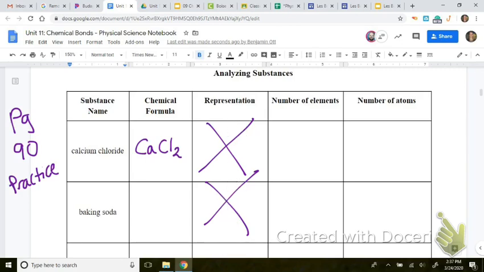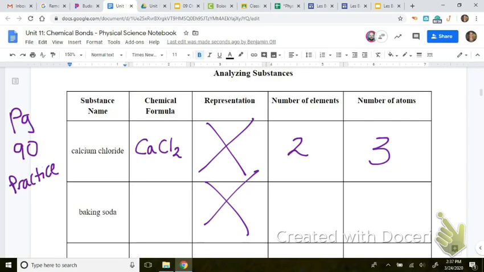So CaCl2, so here, number of elements, I have 1 calcium and 1 chlorine present, so I have 2 elements present. My number of atoms, however, is different because I have 2 chlorines and 1 calcium. So I add all of that together and I end up getting 3 atoms.